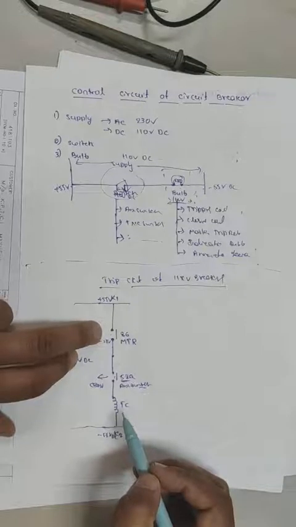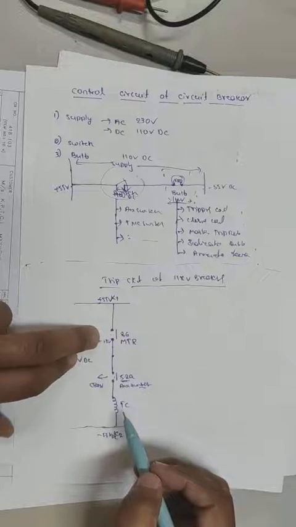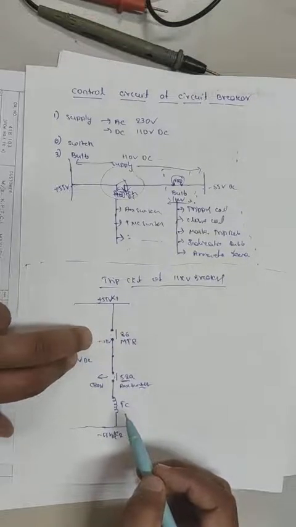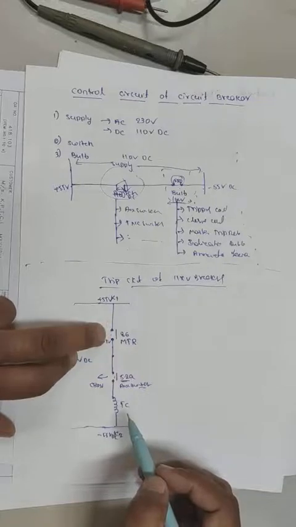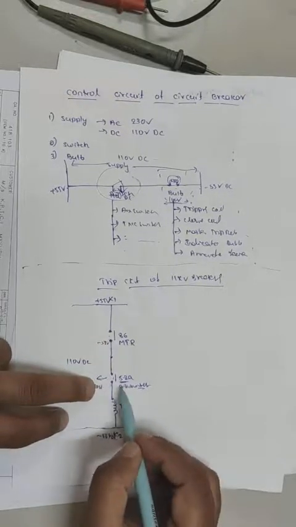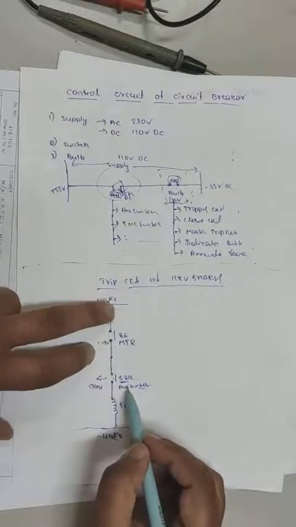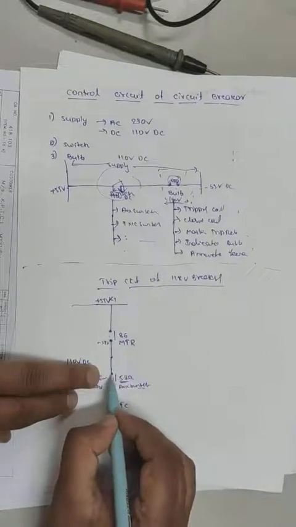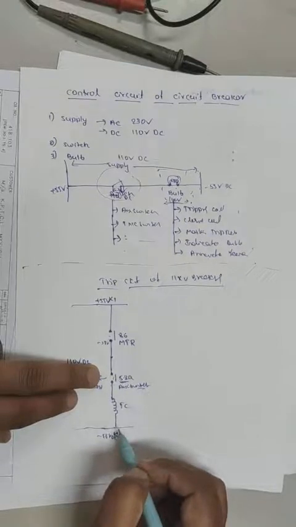Usually our 86 relay will be hand reset type. That means unless the operator goes and resets the relay, it will be in closed condition only. So another significance of the auxiliary switch is that it breaks the continuous command to the tripping coils or closing coils. Once the breaker changes its position, meaning once the tripping purpose is done, this contact will become open. Then even though the relay is in closed condition, the supply is cut off to the tripping coil.